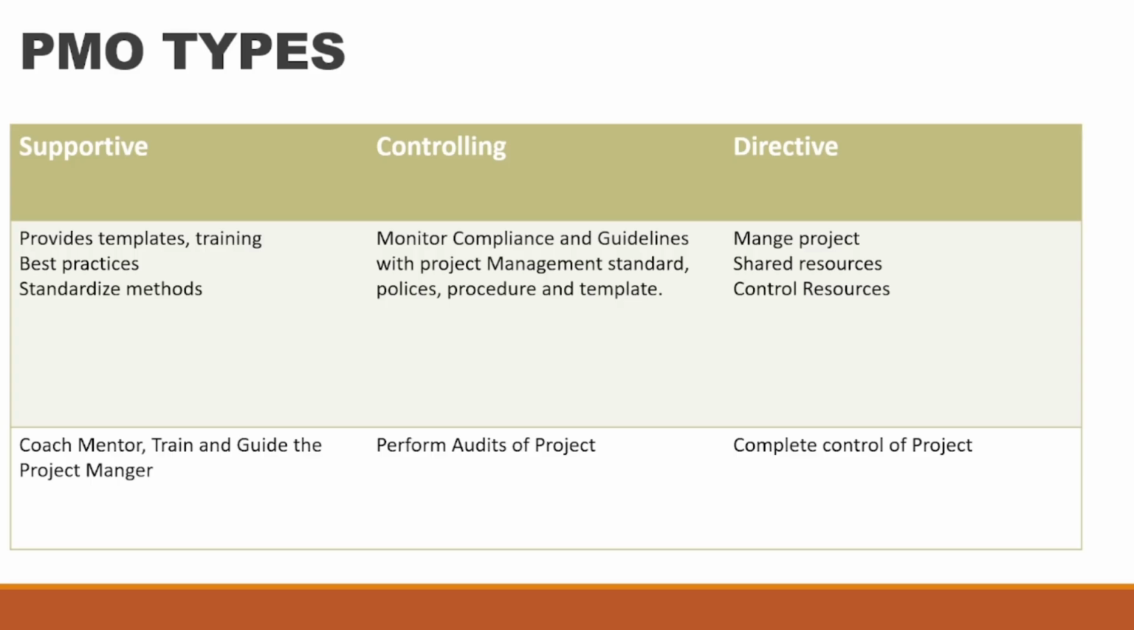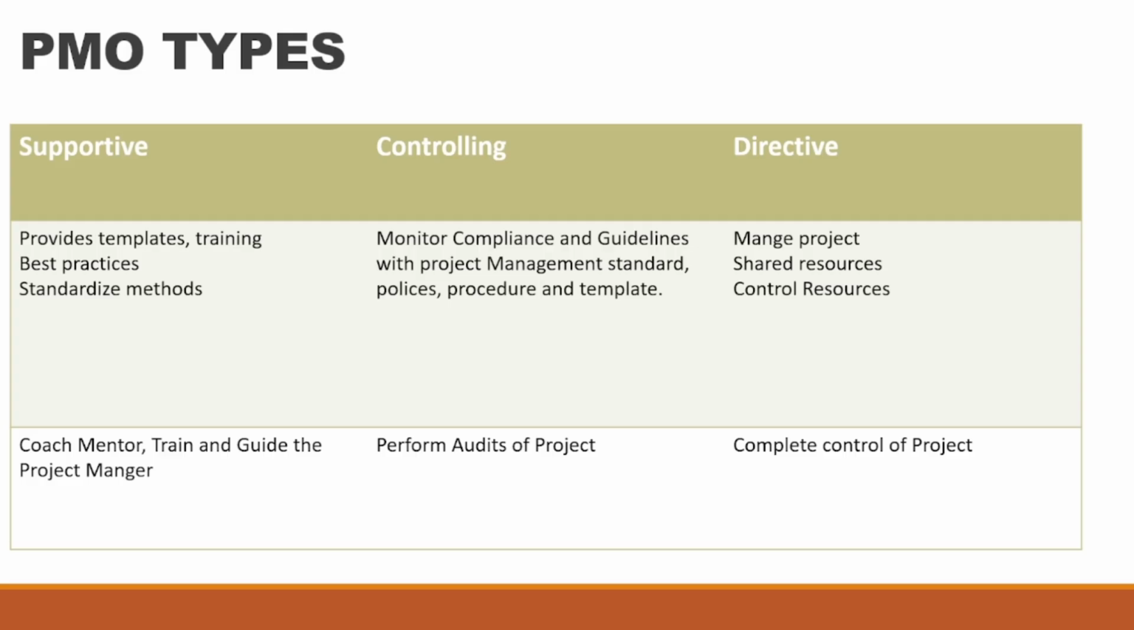What are the PMO types? There are three types: supportive, controlling, and directive. In supportive, it provides templates, training, best practices, and standardized methods. It coaches, trains, and guides the project manager. It helps the project management. It's friendly, like a friend. Remember this keyword. I will give you a trick at the end of the lesson so you can remember it easily.